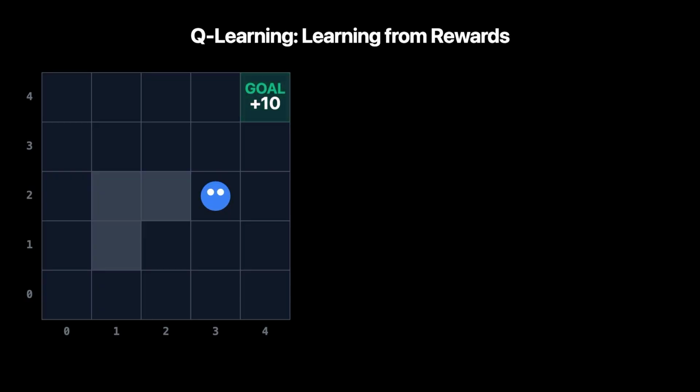The robot doesn't have a map. It must learn through trial and error which actions work best in each location. This is the challenge that Q-learning solves. The algorithm learns a value for every state-action pair.